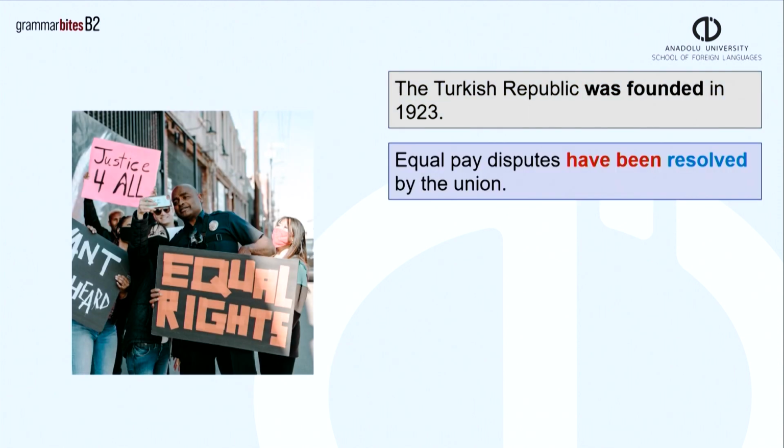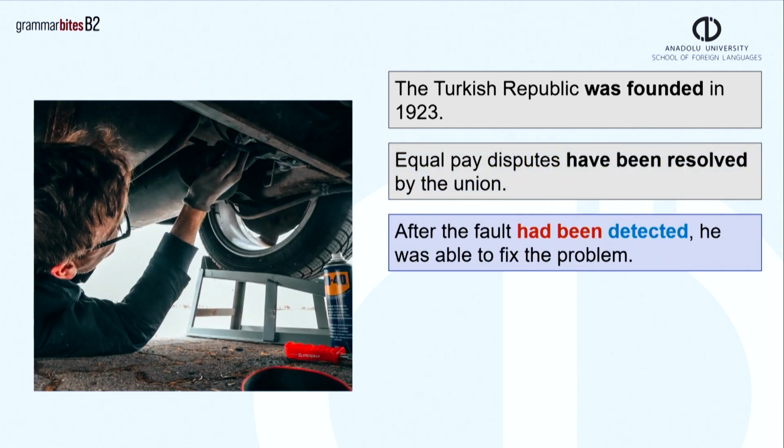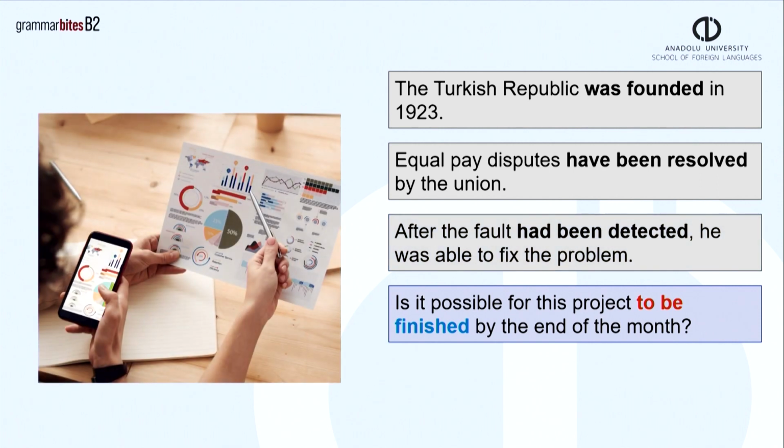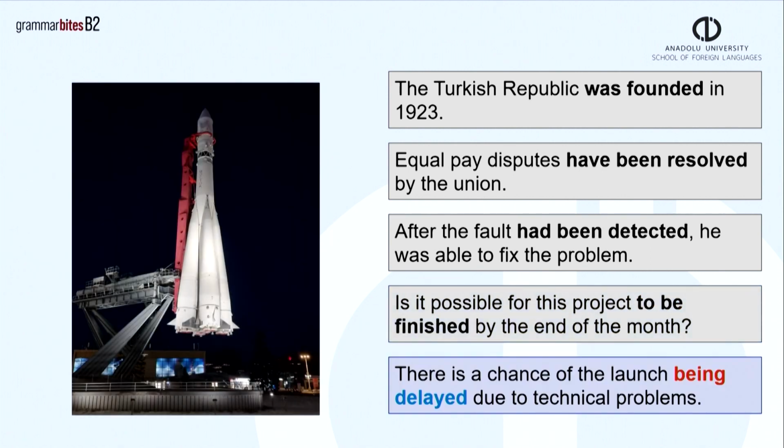Here are some examples of the passive with different tenses and forms. The Turkish Republic was founded in 1923. Equal pay disputes have been resolved by the union. After the fault had been detected, he was able to fix the problem. Is it possible for this project to be finished by the end of the month? There is a chance of the launch being delayed due to technical problems.